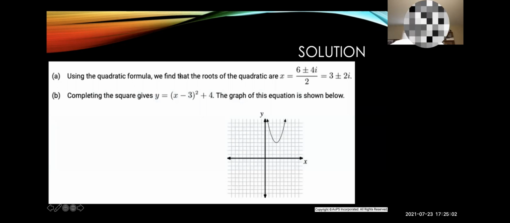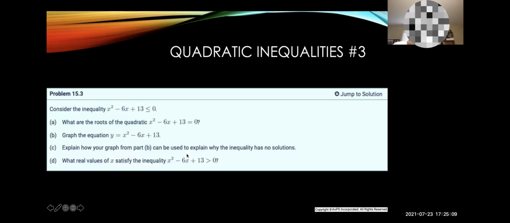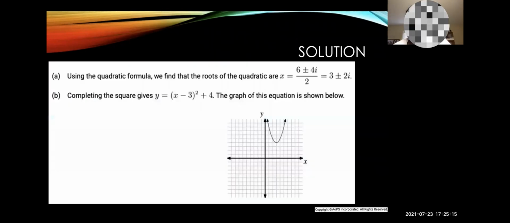Okay, we're gonna go over this problem now. So essentially, the easiest way to do this problem actually is by using the quadratic formula, because what you realize very quickly is that this actually has no real solutions. So when you use the quadratic formula, you get this, and then you can factor out the 2, and you end up getting 3 plus or minus 2i. And when you complete the square, you get (x minus 3) squared plus 4.